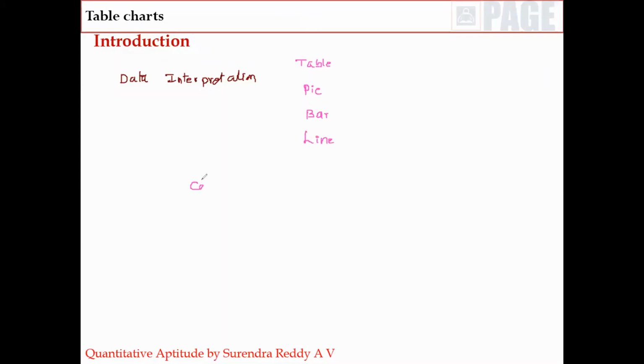Apart from caselets, where the data is presented in the form of a passage, in data interpretation the data will be given sometimes in tabular format, sometimes pie format, sometimes bar format, sometimes line format. So today we will start with the information when represented in a tabular format. Please put the heading: Data Interpretation is the main heading, and Table Charts is the subheading.